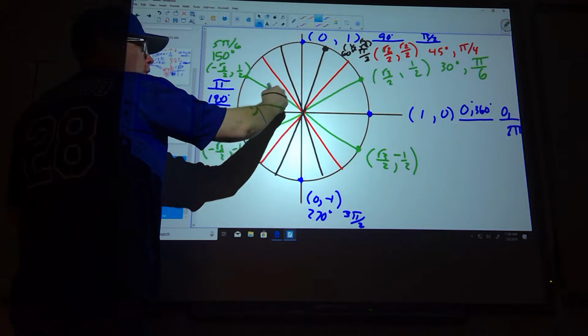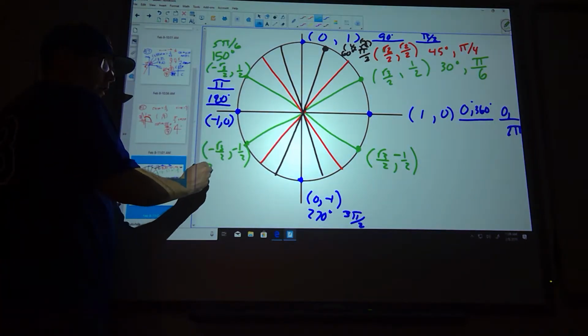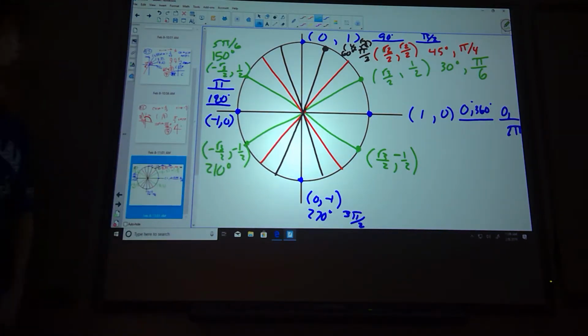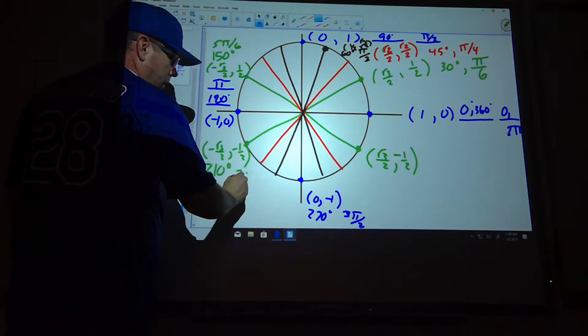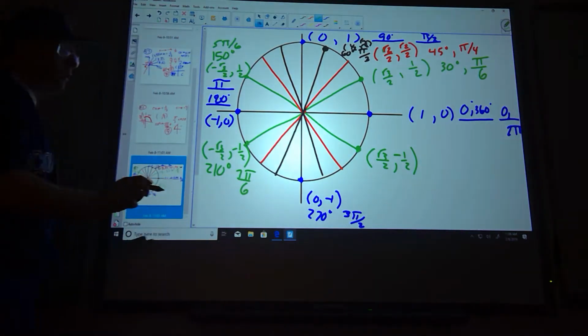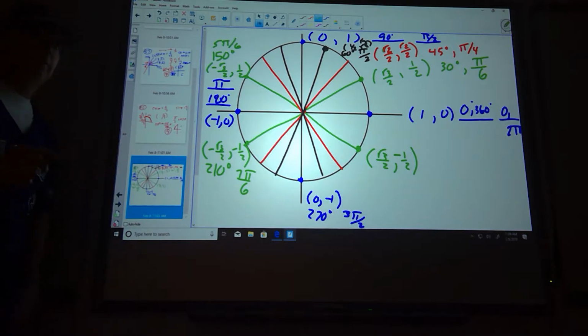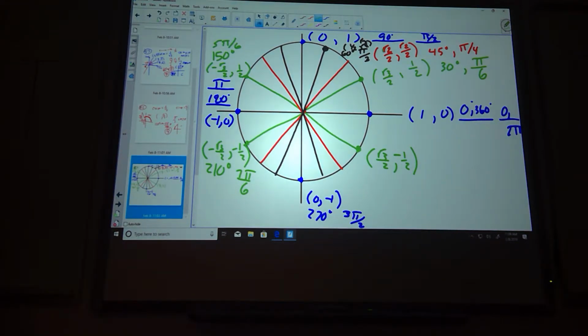Let's do the exact same thing with this angle. What angle is this one all the way to here? 210. What do I have to multiply times 30 to get to 210? 7. So what's my answer going to be? 7 pi over 6. Okay? Does that clear it up a little bit more?